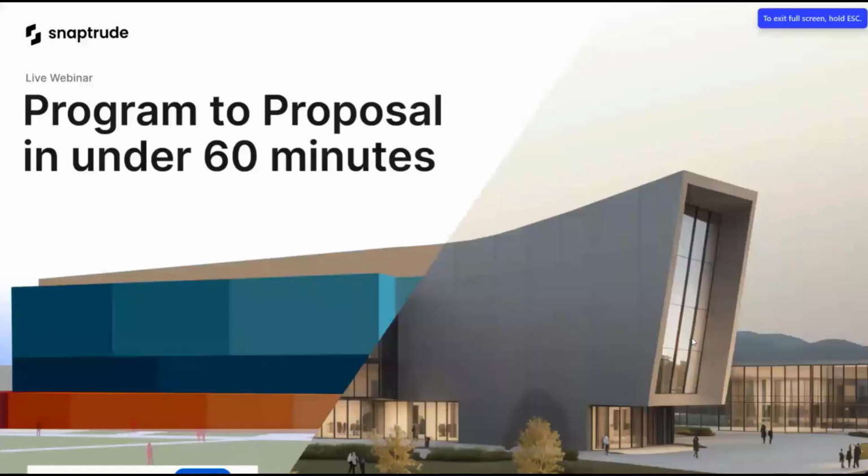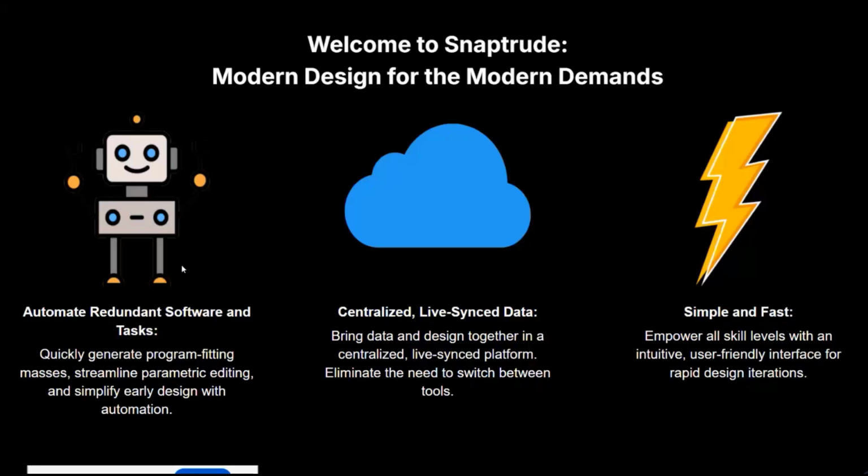In today's session, I will walk you through creating a model on Snaptrude. We'll begin with the program and we'll end up with an outcome of creating a proposal out of this model, which includes a proposal for an AI render as well as a mass-end model space layout proposal. And we'll be doing it in under 60 minutes.